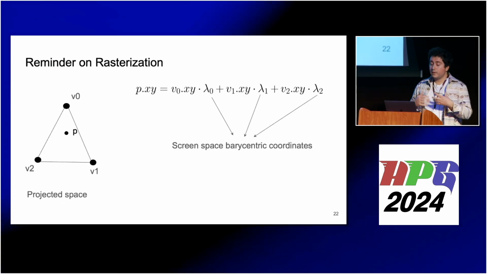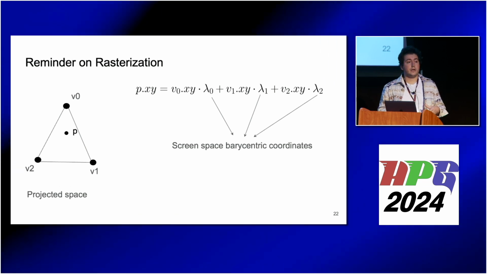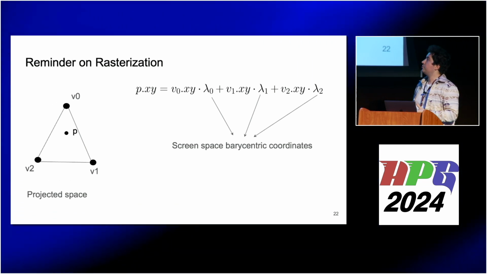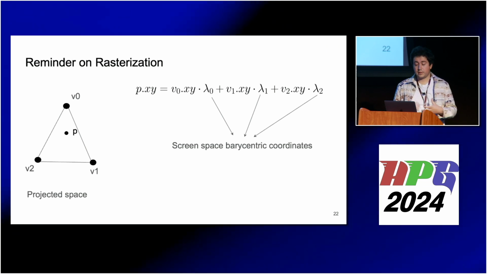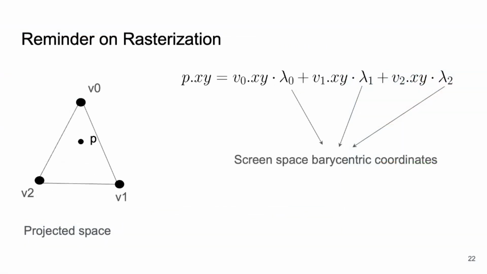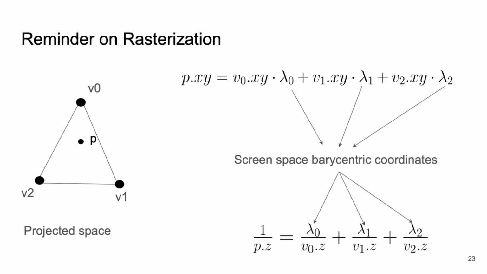So first, let's say we try to rasterize a single triangle. The rasterizer will, for every pixel on screen, try to decompose it into screen space barycentric coordinates that represent the position of the point with respect to the vertices. And then using that, it will recompute the depth using a very similar equation, but just using 1 over the depth. So now that we know that, can we actually generate depth intervals?